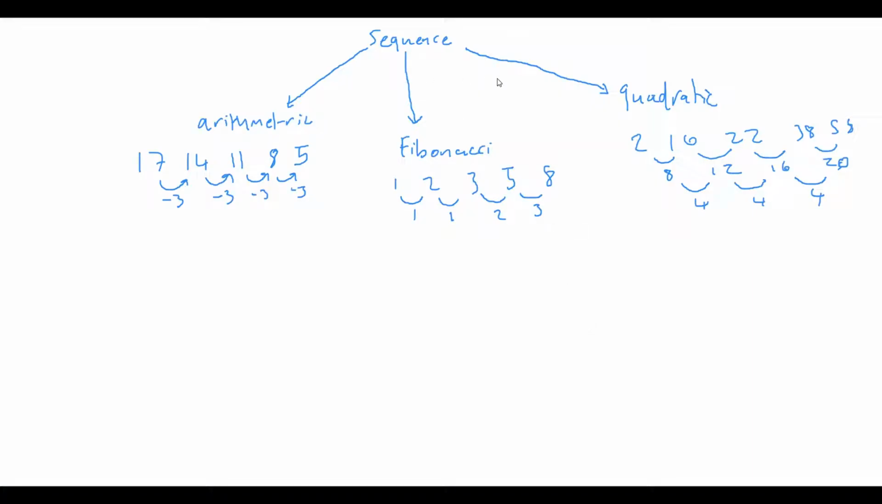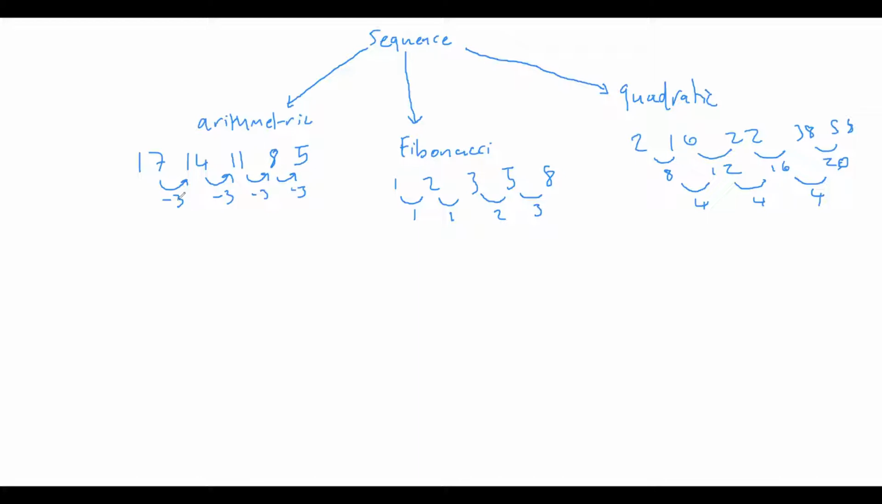Hello everyone. I previously discussed the differences between each of the terms in sequences. For example, we had an arithmetic sequence, a Fibonacci sequence, and a quadratic sequence. These are the three most likely sequences that can come up in your exam. An arithmetic sequence is when the difference between each term is constant, and it's the most straightforward one.